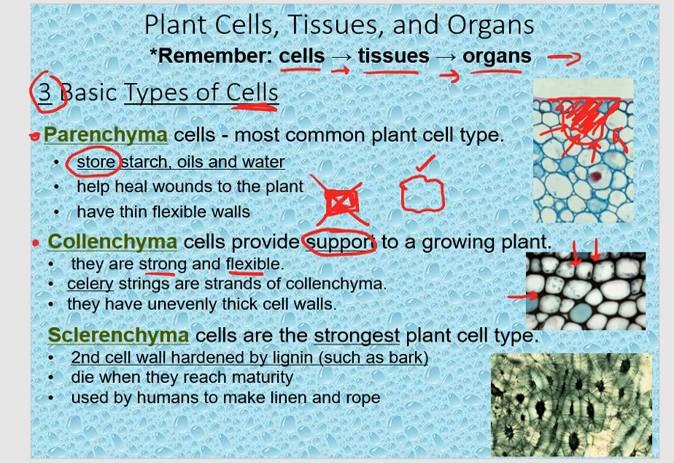You eat celery and you bite into a stalk of celery and you get these little strings that stick out? Those strings are made of collenchyma cells. They're the tough part of the plant, the tough part of that stalk.